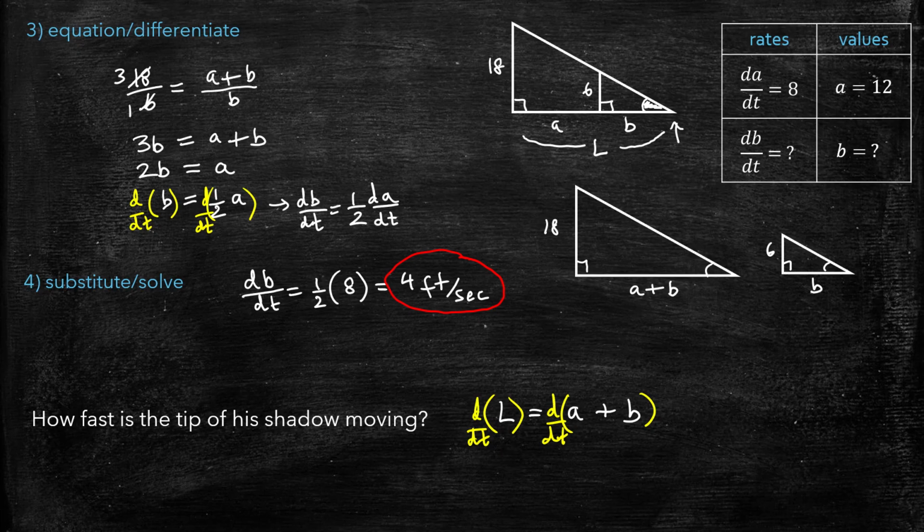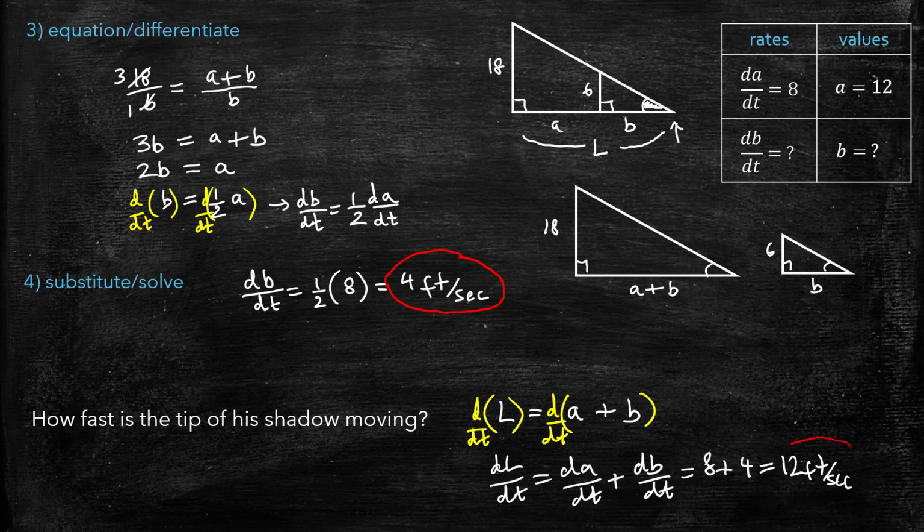Oops, sorry, I guess just go to white there. It's not being cooperative. There we go. This should work. dL by dt equals dA by dt plus dB by dt, and dA by dt, that was given, is 8. dB by dt is 4, so 12 feet per second is how fast the tip of the shadow is moving. And we have completed the shadow problem.